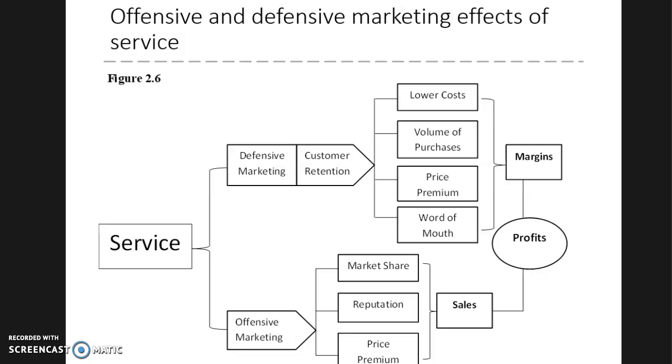So when you're looking at the defensive marketing and your customer retention, you've got lower costs. You've got lots of purchases happening. They're often going to pay a premium price, and they'll give you that word of mouth advertising, and then your margins and profits are higher.